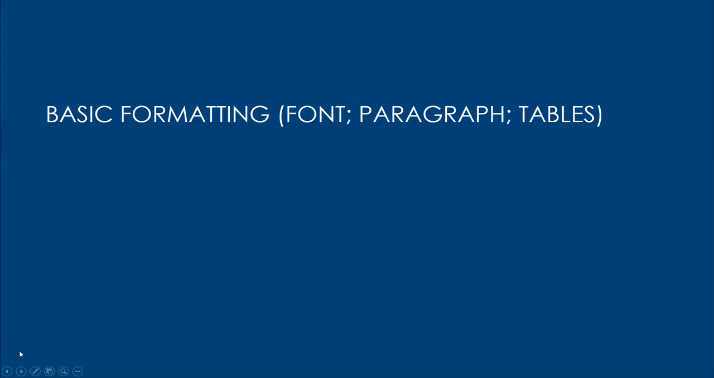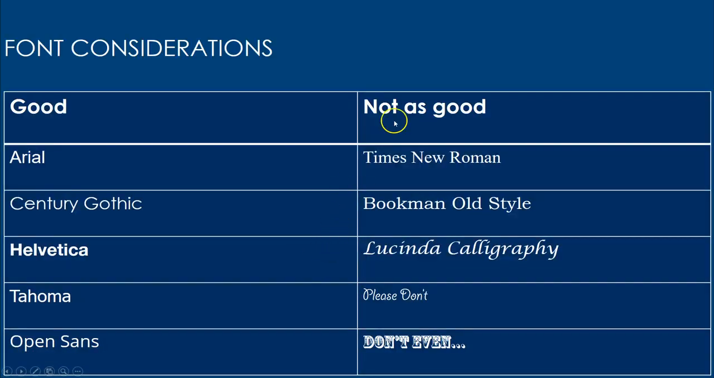So again, just talking a little bit about some considerations. Basic formatting such as fonts, paragraphs, and tables. Here are some examples of good fonts: Arial, Century Gothic, Helvetica, a couple other ones kicking around there. And then of course on this side I have the more or less not as good: such things as Times New Roman, Bookman Old Style, a nice calligraphy one.